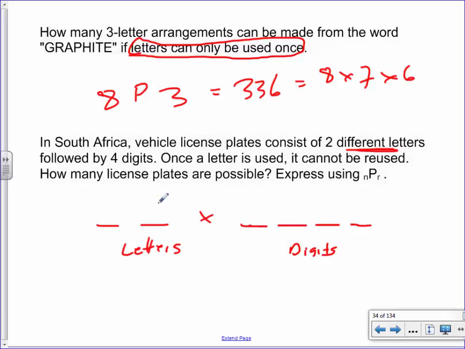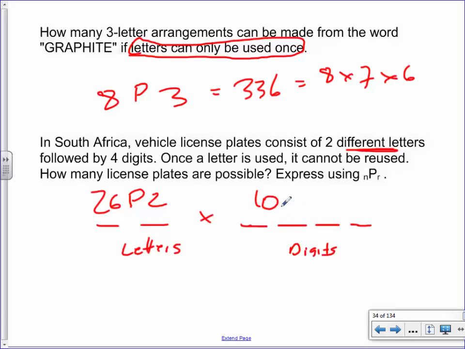So how many letters are in the alphabet? 26. And you need to pick 2 of them. I don't care which 2, but there's 26 letters and you want 2 of them. How many digits are there? No, there's 10. But again, you can't repeat them.